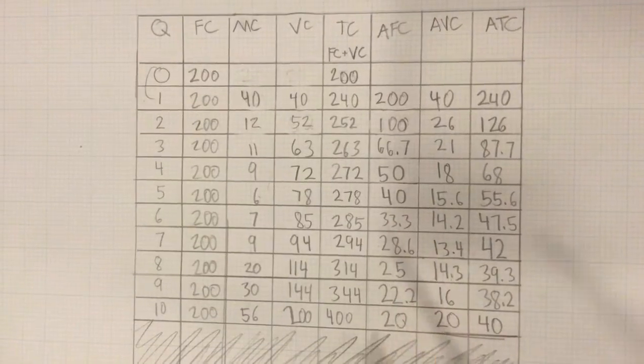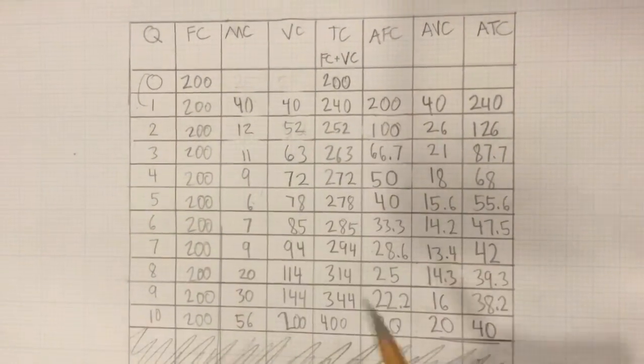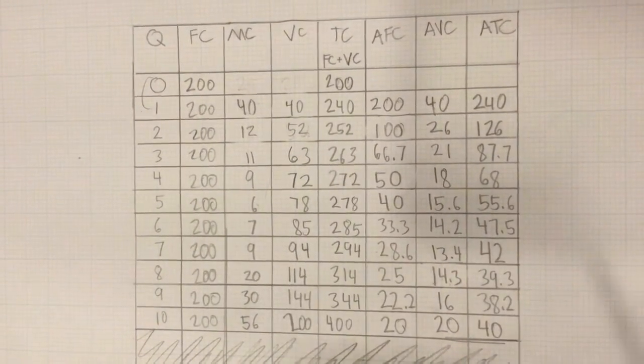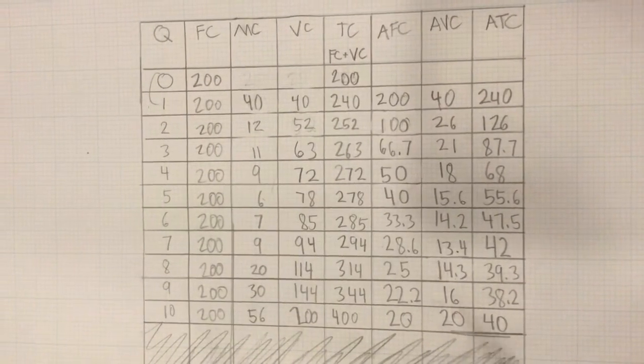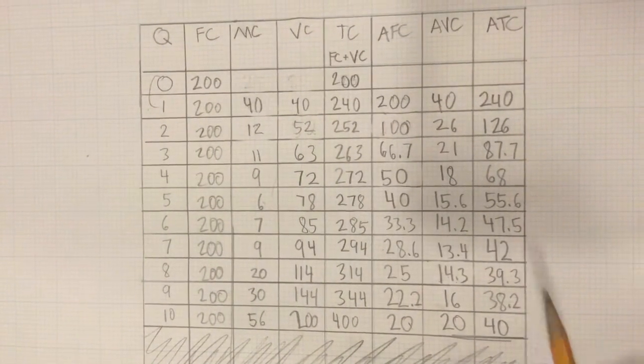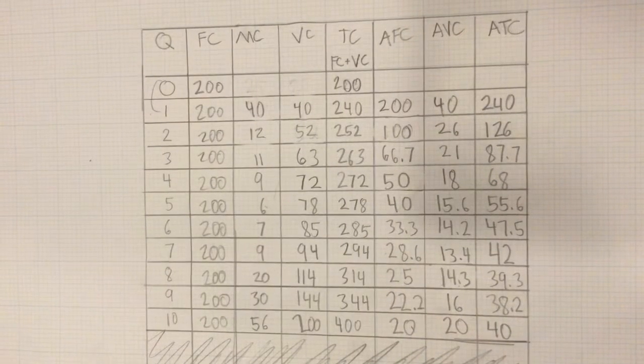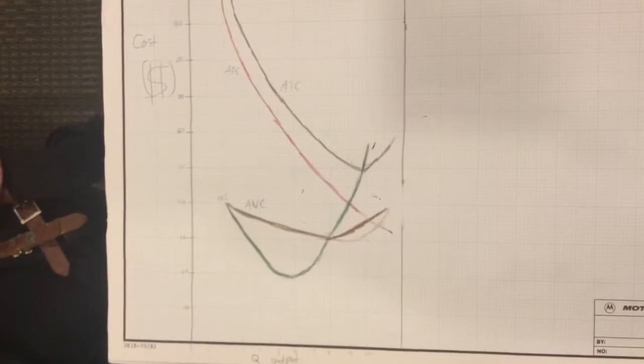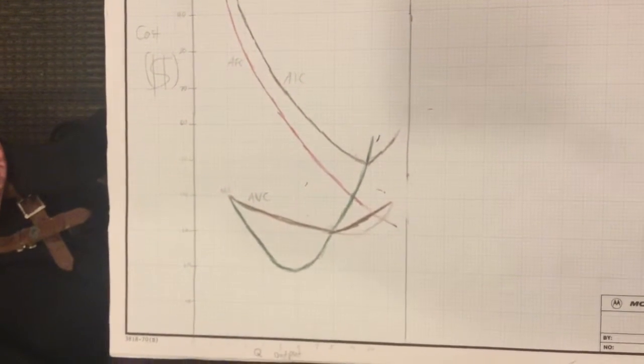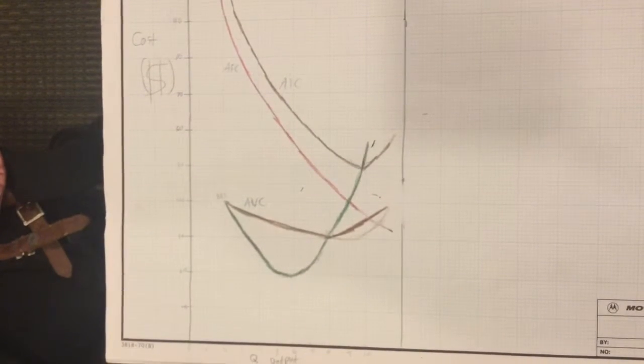The average fixed cost, which is the fixed cost over the quantity output. The average variable cost, which is the variable cost over the quantity output. And the average total cost, which is the total cost over the quantity output. So, these are the cost curves. This is what it would look like for that firm.